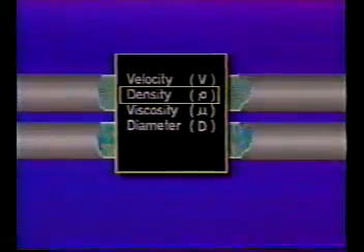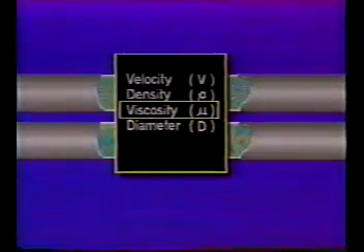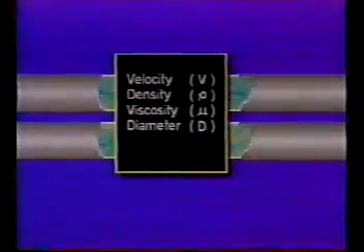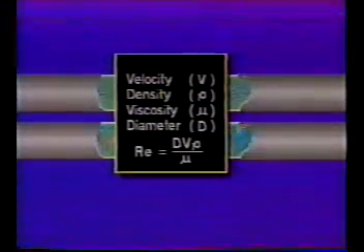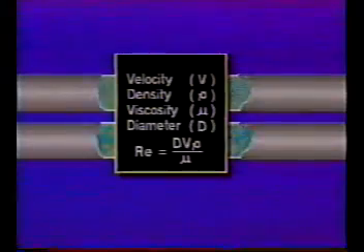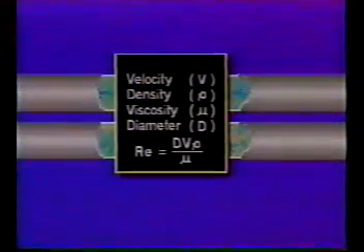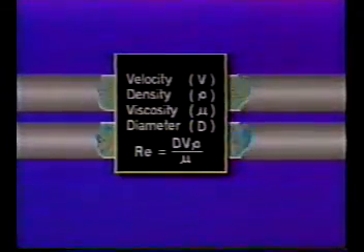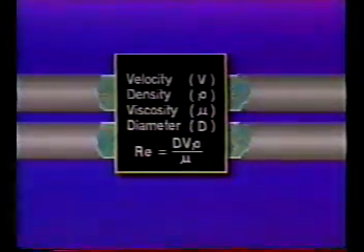Other factors include the fluid density, the fluid viscosity, and the pipe diameter. These can be combined into a formula that will yield a dimensionless number called the Reynolds number. A low Reynolds number indicates that laminar flow conditions exist, while a high Reynolds number indicates the presence of turbulent flow. It's important to know the type of flow that exists in a system because it affects the precision of the flow calculations used for valve sizing. To explain why this is true, it's necessary to look at the basis for these calculations.